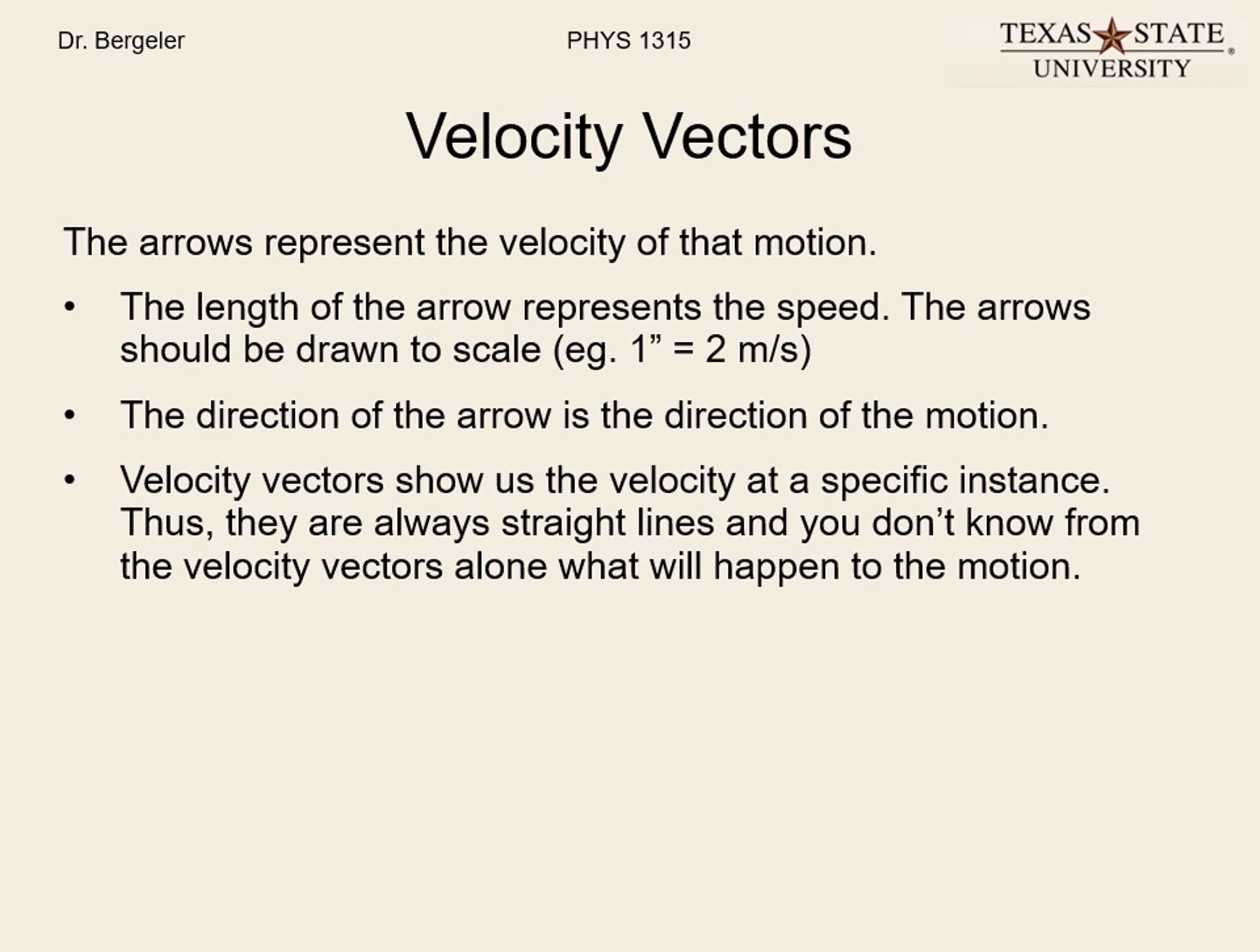Velocity vectors show us the velocity at a specific instance. Thus, they are always straight lines, and you don't know from one velocity vector alone what will happen to the motion. A velocity vector shows us a snapshot of a motion only.